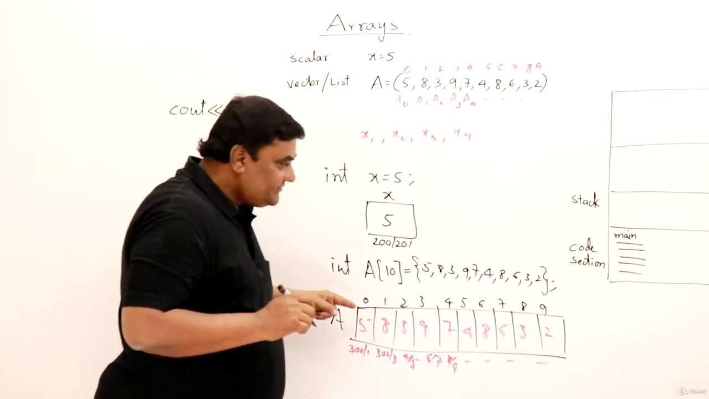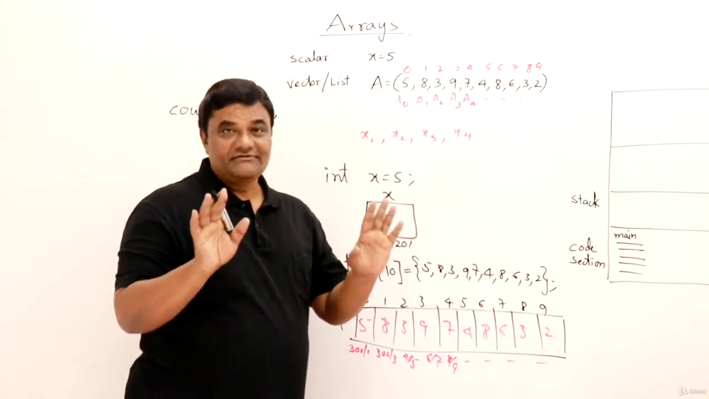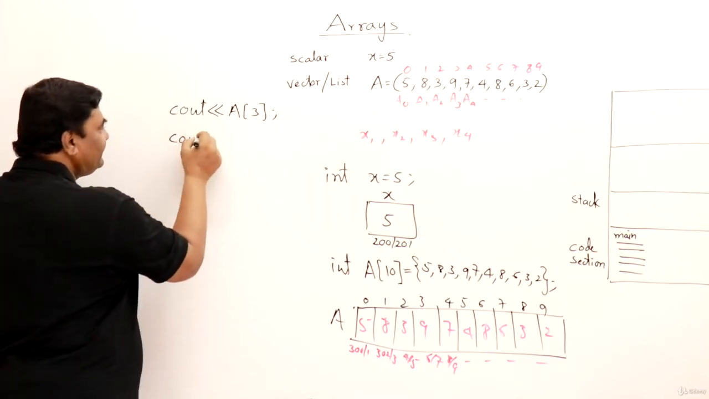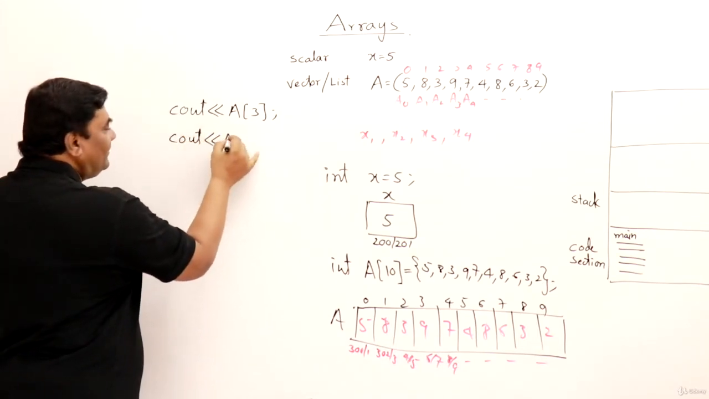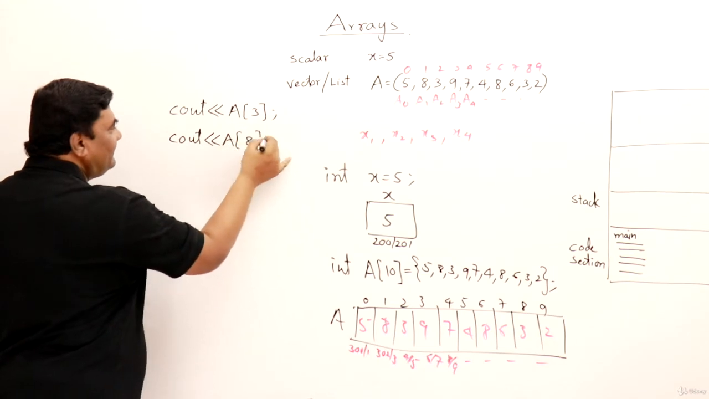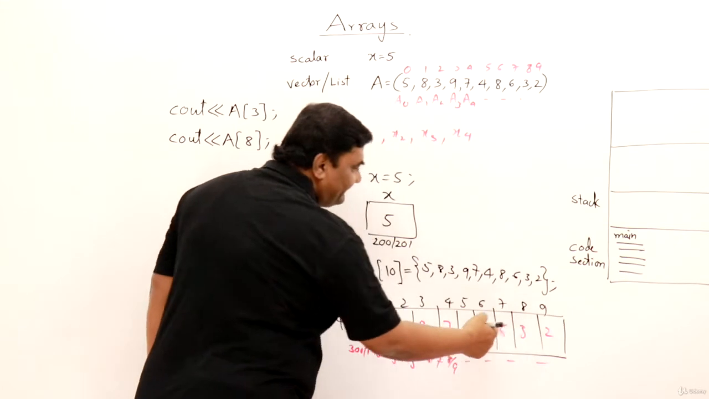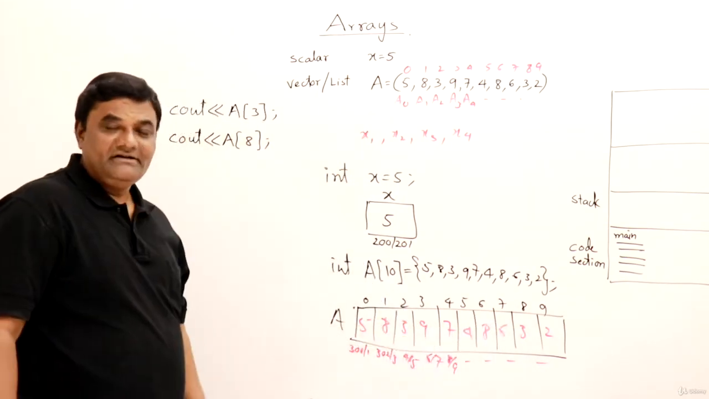Right? So individual all the elements you can print whichever one you want. You have to use array name and you have to use its index. cout A of 8. Can you tell me which value will be printed? Yes, A of 8 is 3. Value is 3 there. So 3 will be printed.